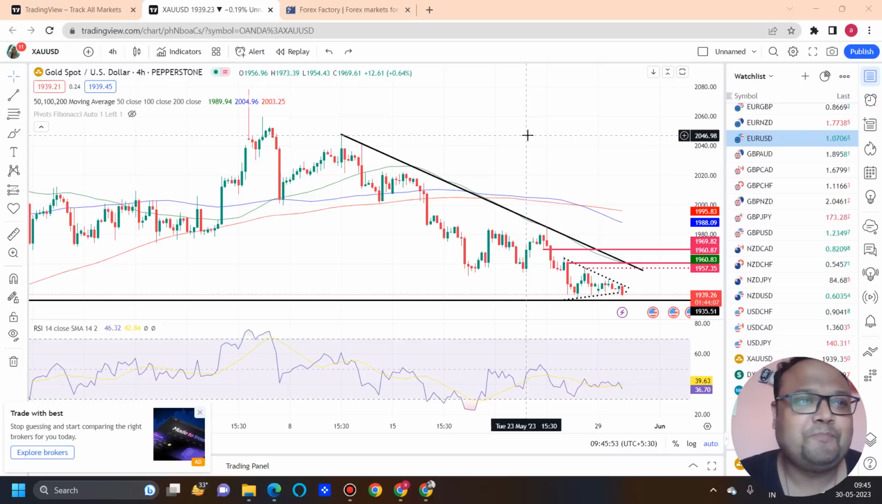So let's get started. My dear friends, this is the 4-hour chart of gold USD in front of us. And as we can clearly see, the market is not moving much. Yesterday, because of bank holidays, the market was silent. But today also we can see that more or less the volume is missing, because of which the market seems to be in a sleepy mood.